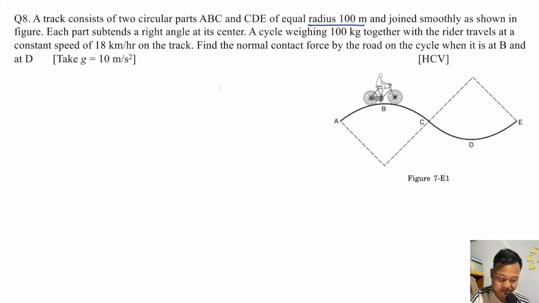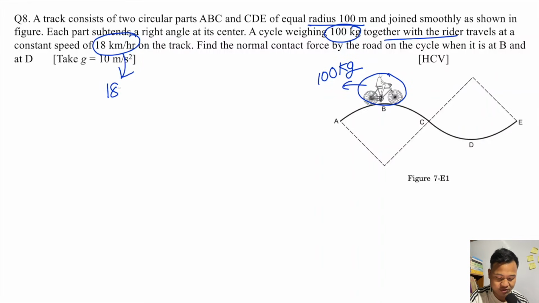Here a cycle weighing 100 kg together with the rider, total mass 100 kg, travels at a constant speed of 18 kilometer per hour. If you multiply by 5 by 18, I will have 5 meter per second. In kinematics you have done this: to convert kilometer per hour to meter per second, multiply by 5 by 18. Find the normal force, the contact force, at B and D.